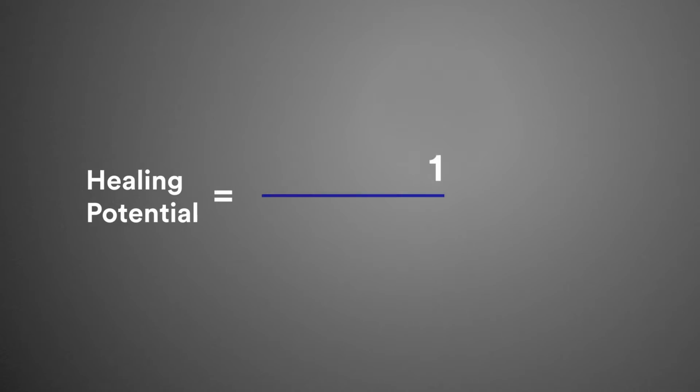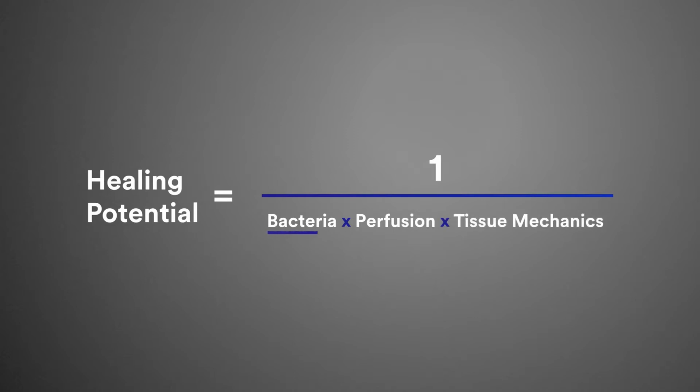I often use the healing potential equation, which I derive by just my observations of patients that I'm faced with. The healing potential equation equals 1 in the numerator. In the denominator, there's bacteria, there's perfusion, and there's tissue mechanics. We can impact change on bacteria, we can impact change on perfusion, and we can address the biomechanics of tissue. But I don't think that's where it ends. I think that's where you start.